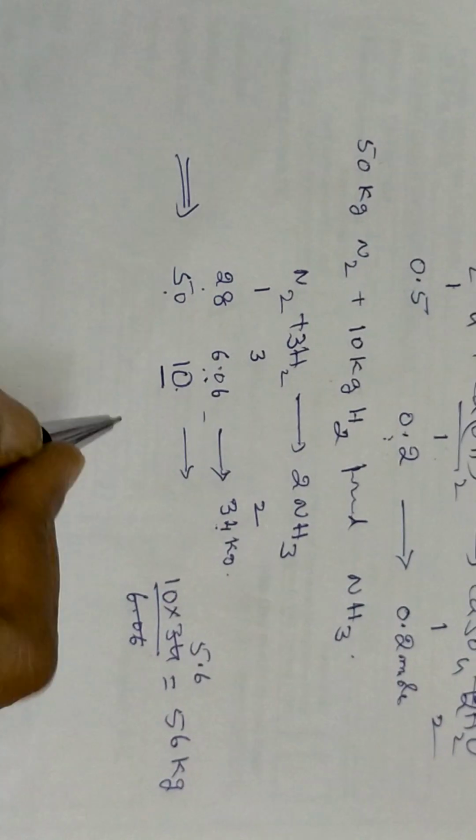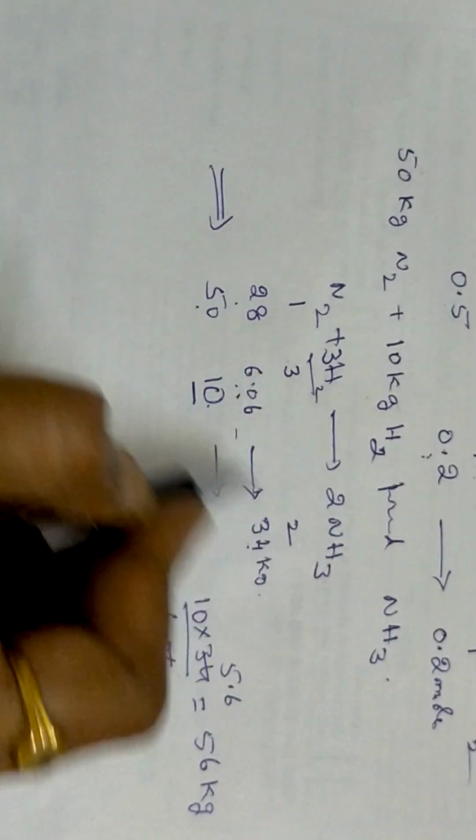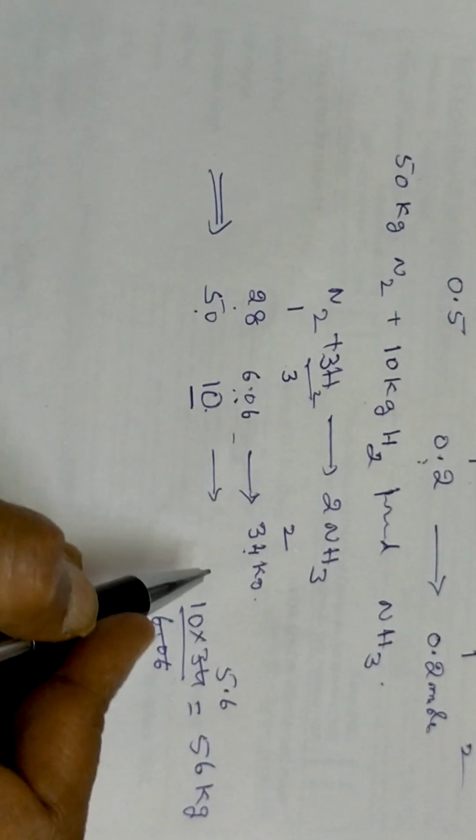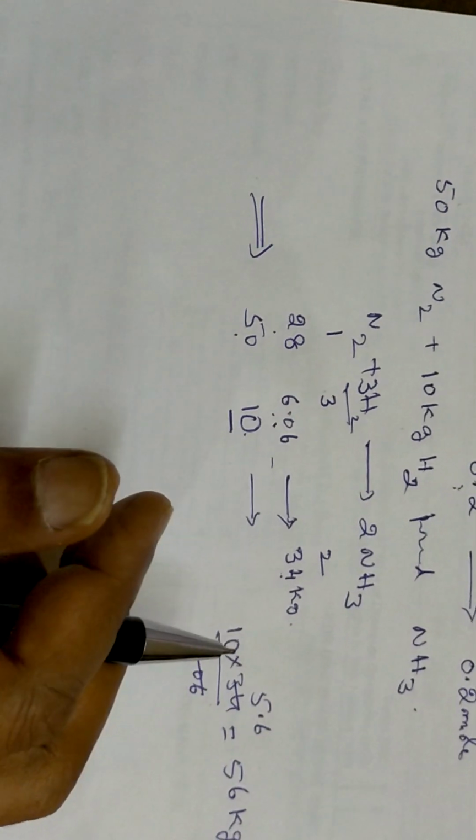So it is around 56. So the limiting agent is hydrogen, and the product you are going to get is based on the limiting agent. This is the second example. Okay, now we will stop it here.